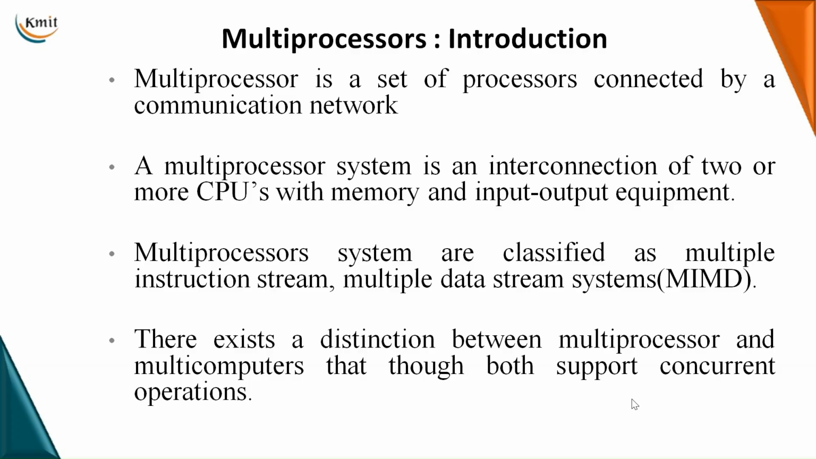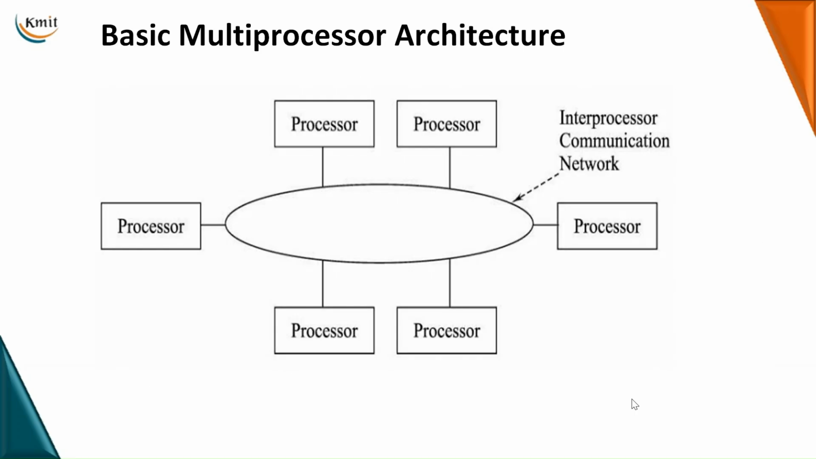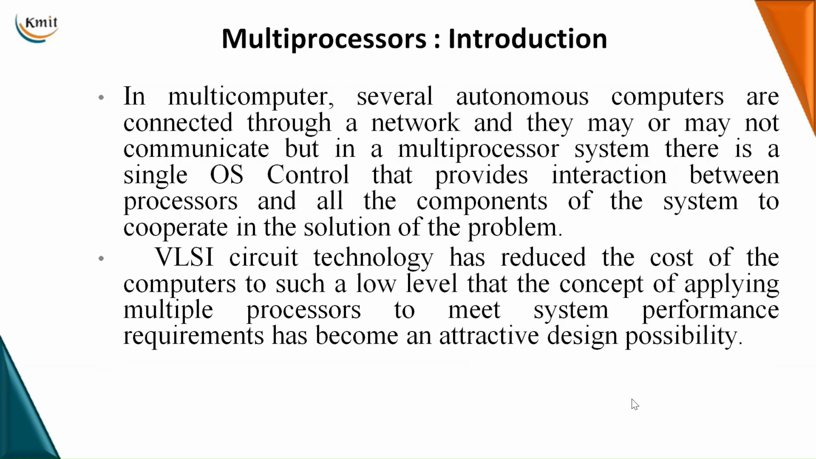So there exists a distinction between the multiprocessor systems and multi-computers. Even though both of them support concurrent operations, there is a difference between them. If you consider a multi-computer system, you will have several autonomous, separate computers which are connected through a network and they may or may not communicate. If they want to communicate, they communicate through a network.